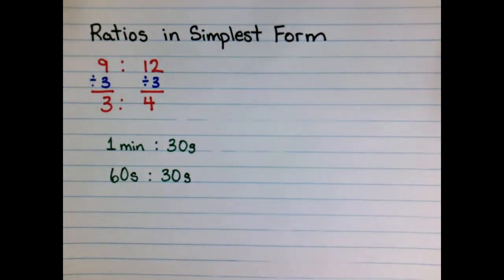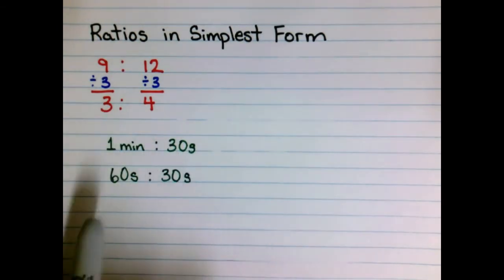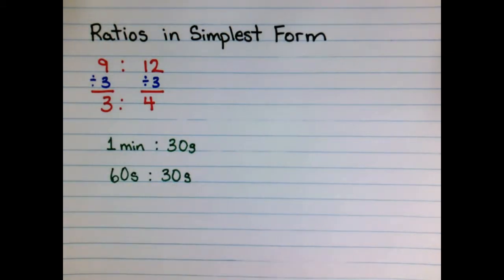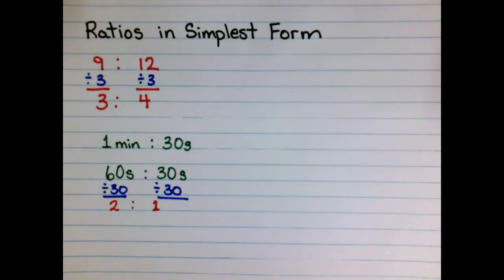These two ratios, the 1 minute to 30 seconds and the 60 seconds to 30 seconds, are an example of equivalent ratios. We can find the ratio in simplest terms by finding a common factor. In this case, it would be 30, because 60 and 30 both divide by 30, and we end up with a simplified ratio of 2 to 1. So what the 2 to 1 represents is that for every 2 seconds we have 1 second.